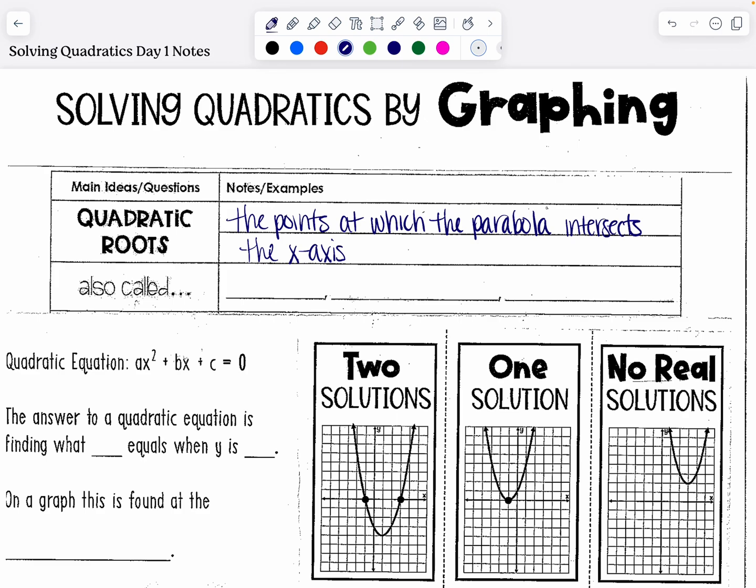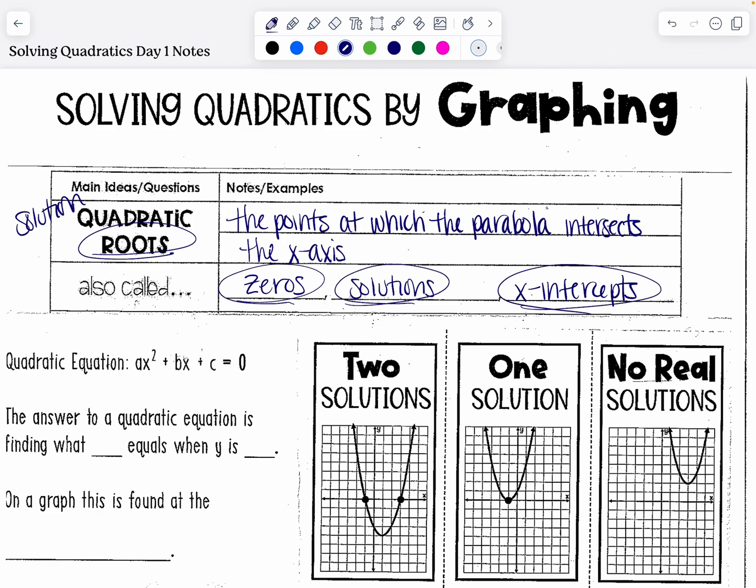When we say that we're going to solve a quadratic, we're finding the quadratic root, meaning we're finding where it crosses the x-axis. Other synonyms for quadratic roots: the solution or the answer to a quadratic problem. We can also say we're finding the zeros, or solutions, or x-intercepts. These are all synonyms, meaning they all mean the same thing. Roots, zeros, solutions, and x-intercepts are all interchangeable.